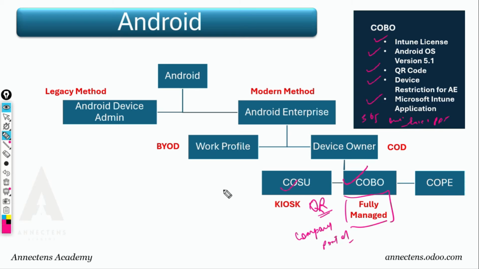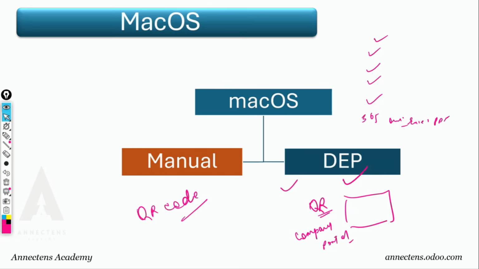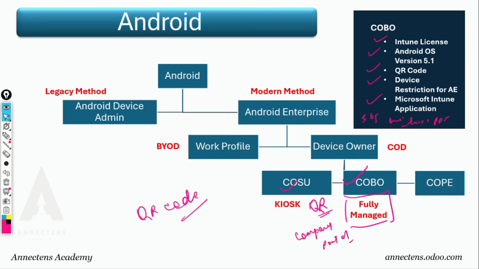So this is an interview question: while setting up COSU and Kobo, do we require any additional step? Yes, we require an additional step. We require a QR code through which we can scan these devices, and then we can set this up. Okay, so that was the Android version. Kobo is covered, right?